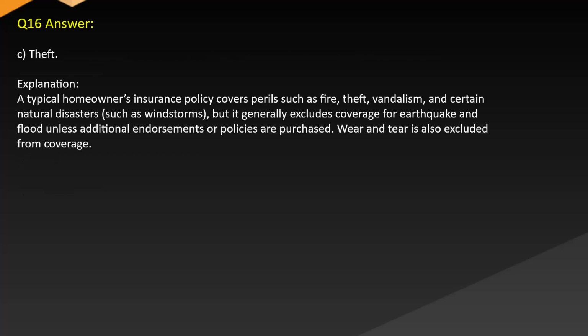Answer: C. Theft. Explanation: a typical homeowner's insurance policy covers perils such as fire, theft, vandalism, and certain natural disasters such as windstorms, but it generally excludes coverage for earthquake and flood unless additional endorsements or policies are purchased. Wear and tear is also excluded from coverage.